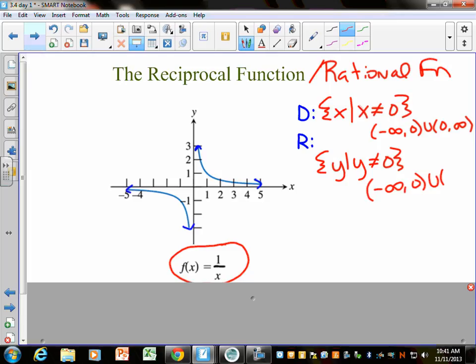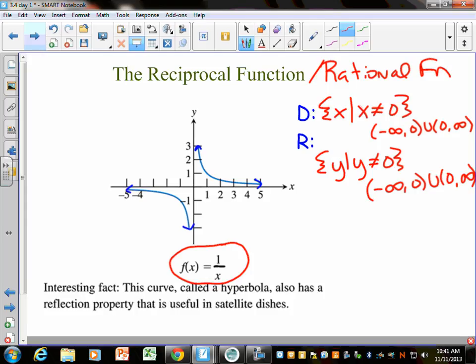And technically, this is a hyperbola, which is also useful in satellite dishes. Thank you, Math, for giving me my satellite TV. There's other satellites, right? I'm sure there's satellite for everything. Like, thank you for the cell phone coverage that I get.